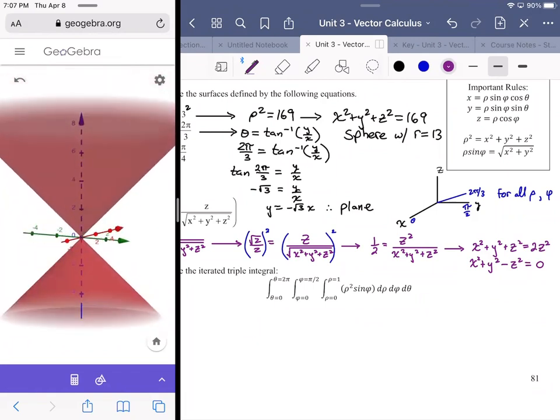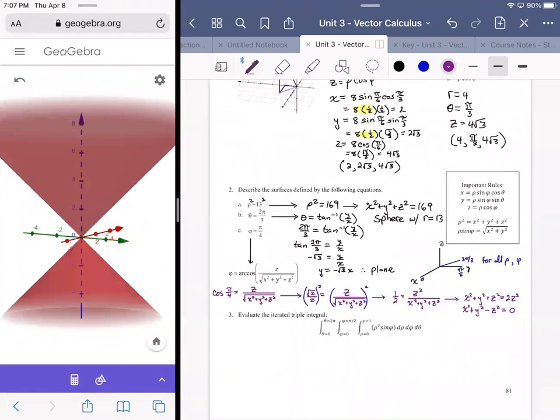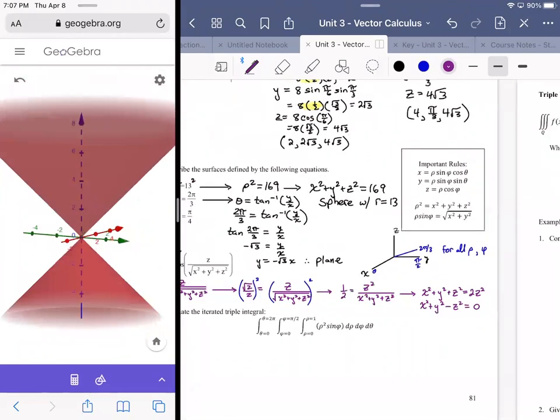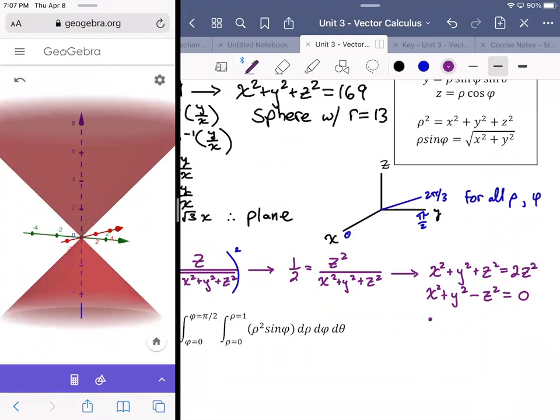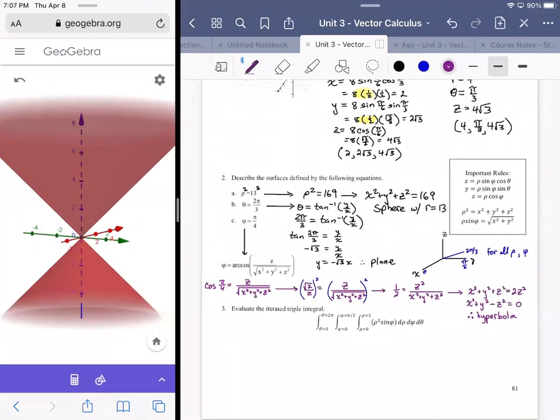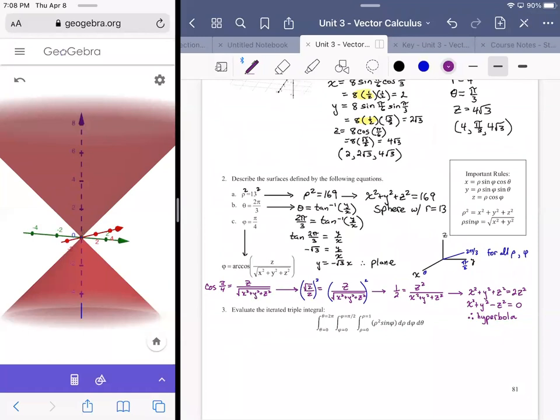Right. So it takes a little doing, but you're able to recognize these things. And because of that, it trims down the amount of work that needs to be completed. For example, if I said, find the volume contained within the spherical equation phi equals pi over 4 over this interval, that interval, whatever, if you know that that's a hyperboloid.